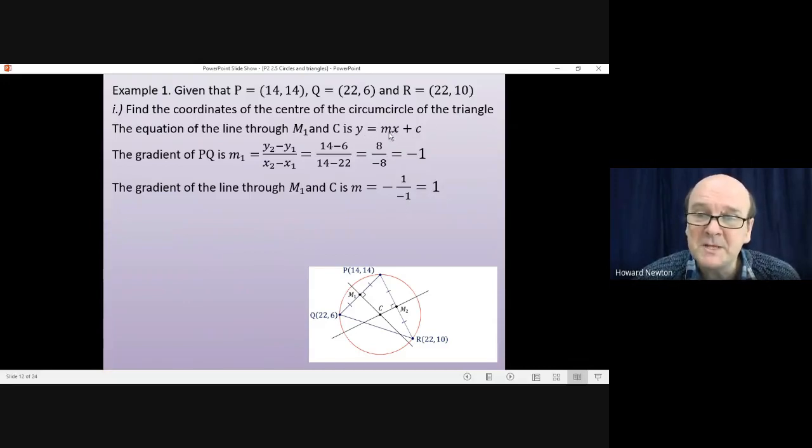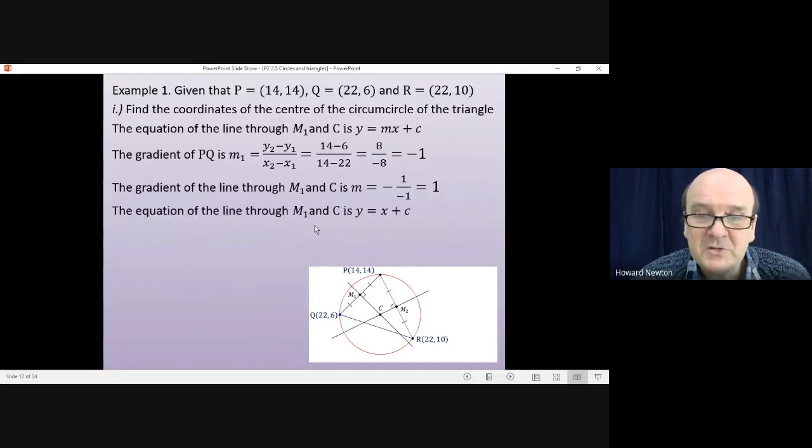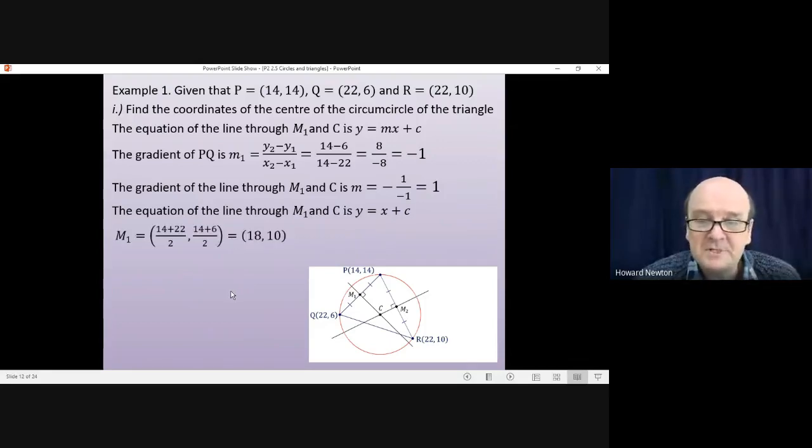Going back to y equals mx plus c, I now know what m is, 1, so the equation of the line through M1 and C is y equals 1x plus c. To find c, I need to know a point on the line. The easiest point to find is M1, the midpoint of PQ. So that's the average of the x values and the average of the y values, which gives me (18, 10) for M1.